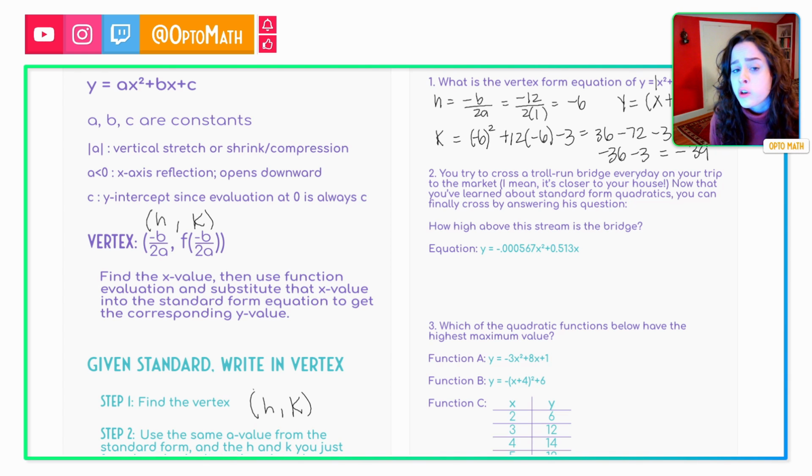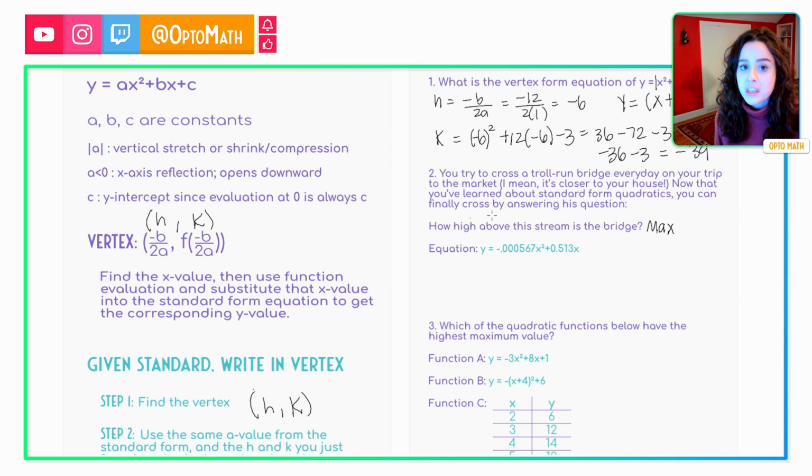And now that you've learned about standard form quadratics, you finally know how to answer the troll's everyday question. How high above this stream is the bridge? Okay, so that's going to be the maximum. So the very tip top of the bridge, the maximum of this given equation. So we're gonna find the max.